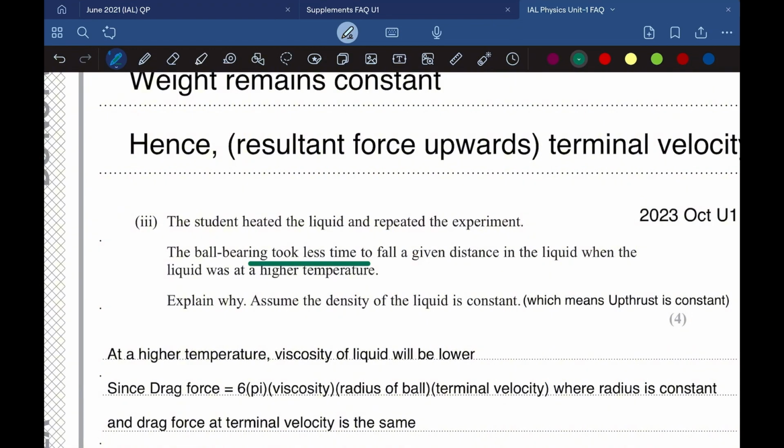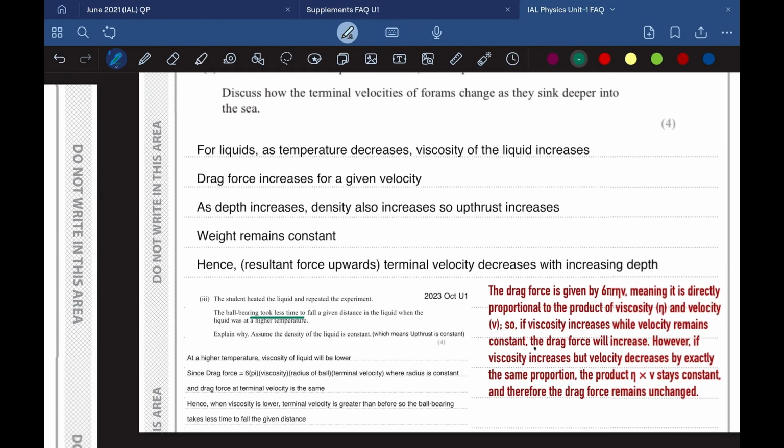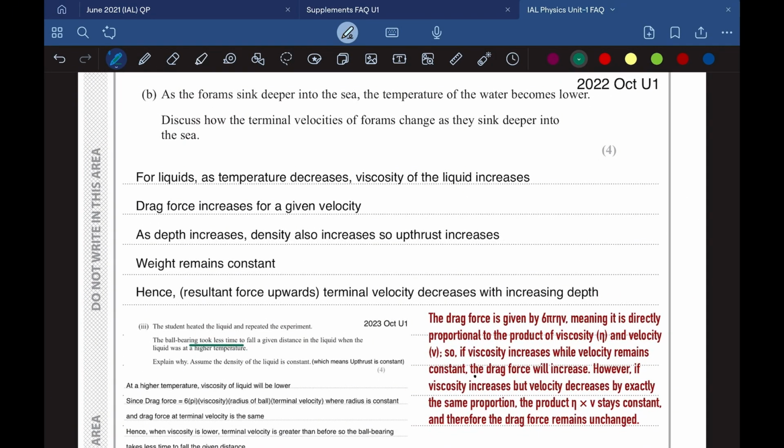That means someone will take less time only if its terminal velocity increases, right? And here they didn't talk anything about less time or greater time. That's why we didn't bring in time right here. But here we bring in resultant force because the upthrust has increased. And here the upthrust was constant. That's why the resultant force was constant in that question. So basically these are the main things that you will have to see. Both questions were the same type of question but a couple of different.